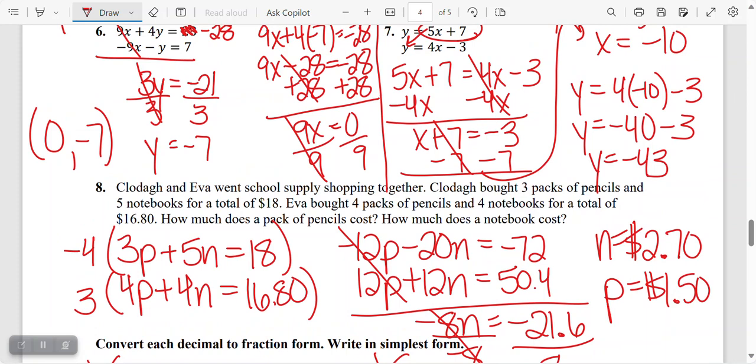Number 8, Cloda. I have no idea how to say that name. Cloda?